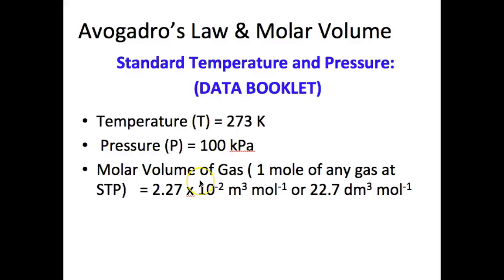The molar volume of a gas is how much space 1 mole of any gas at STP will occupy. You could use either the value in meters cubed or decimeters cubed, but you're probably going to see the decimeter cubed value more often: 22.7 decimeters cubed per mole. That's the volume of any mole of gas at standard temperature and pressure. You might have learned 22.4 in honors chemistry last year, but 22.4 matches the 101.3 kPa that you would have used in 10th grade. So we want to familiarize ourselves with the units that IB will be using. 100 kPa corresponds to 22.7 decimeters cubed.